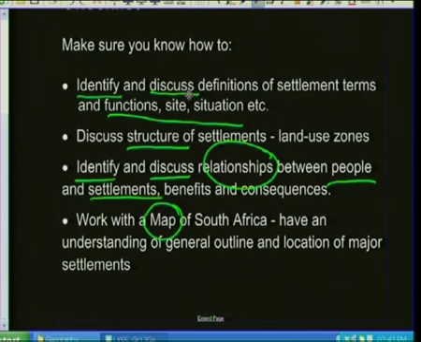Finally, you should have an understanding of how to work with a map of South Africa. Even if you aren't able to sketch one yourself, you should be able to work with one in order to apply your answers. Let's take a look at that.